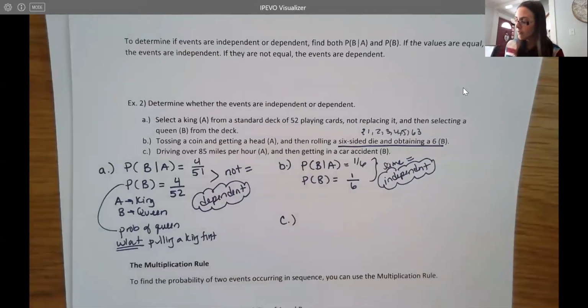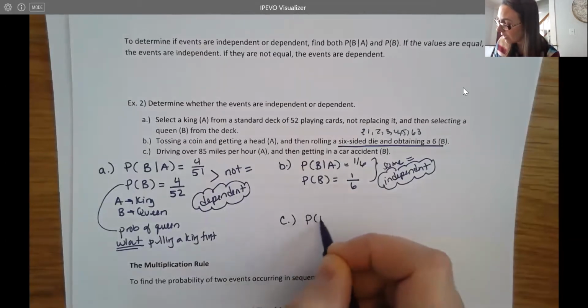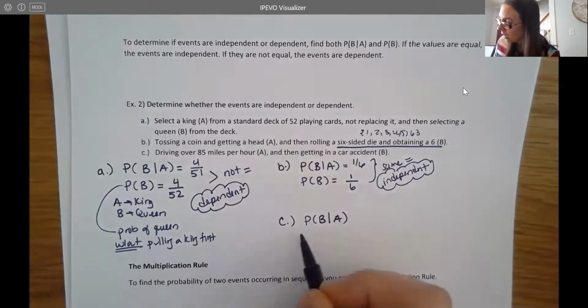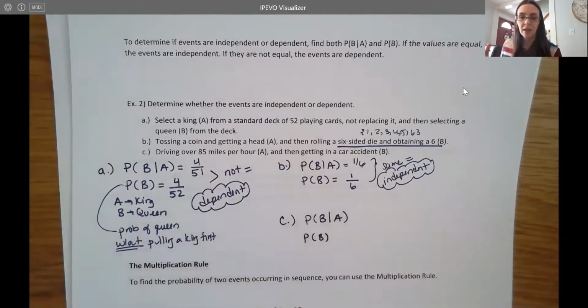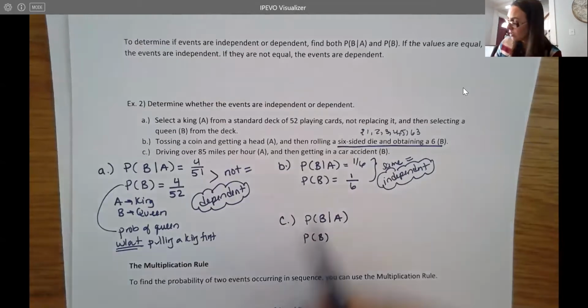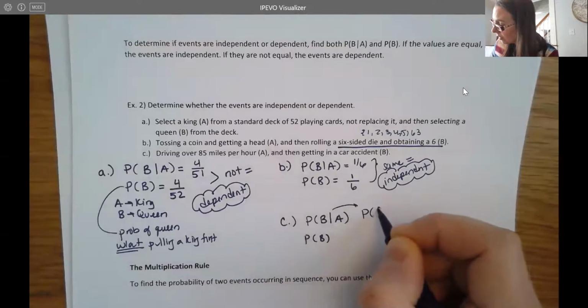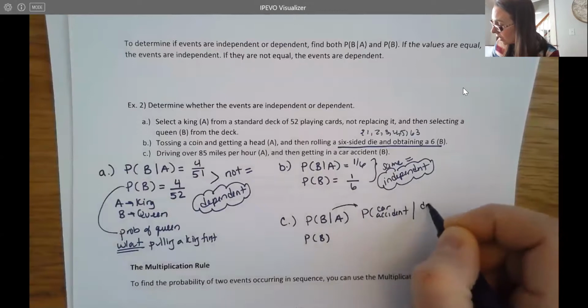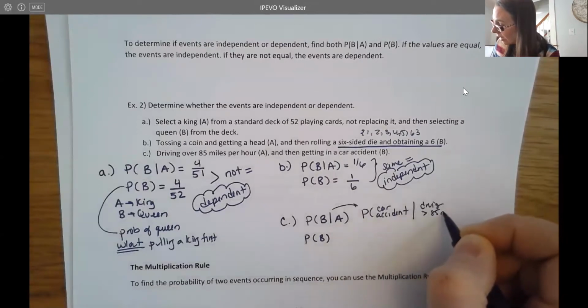And for the last one, driving over 85 miles per hour and then getting in a car accident. For this one, we're looking at the probability of getting in a car accident, given that we're driving over 85 miles per hour. I don't have numbers here, so I can't actually find the numbers, but just use your common sense. If we're driving faster than 85 miles per hour, would that affect us getting in a car accident? So what this says is the probability of a car accident given you're driving greater than 85 miles per hour.